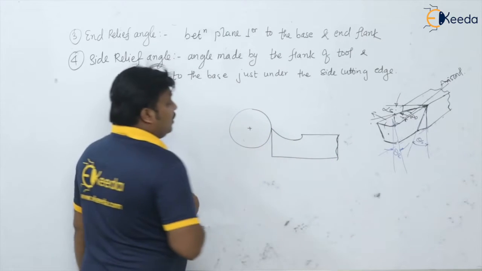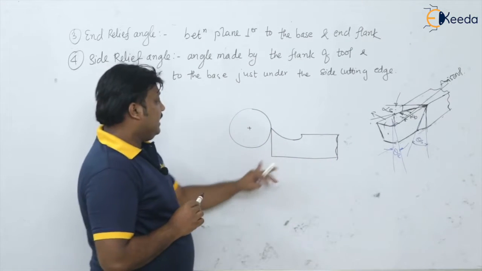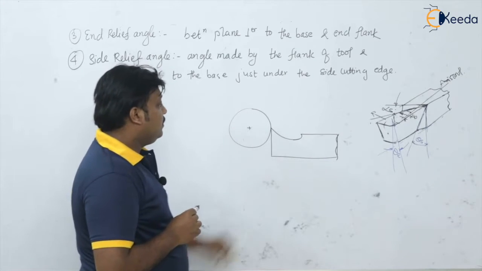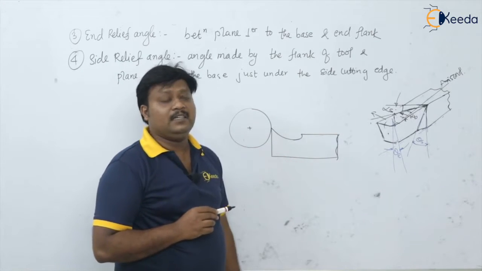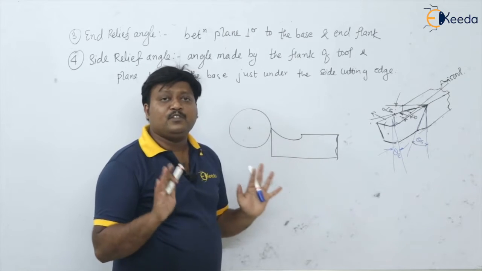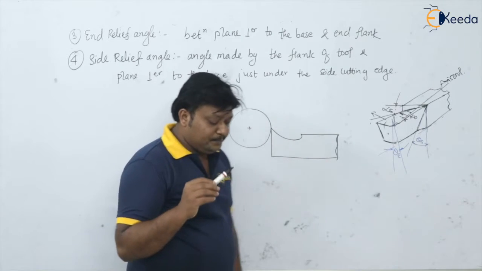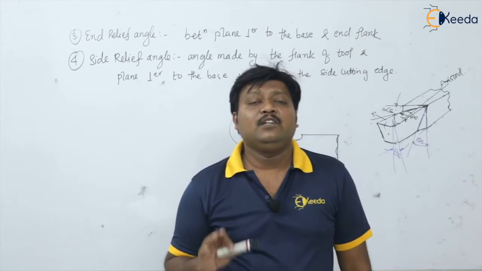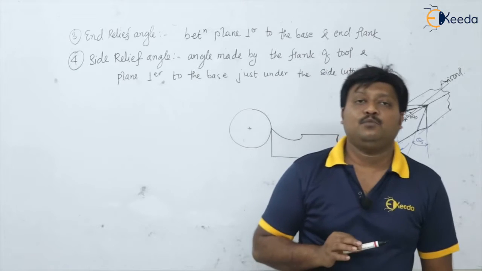This is our tool. So can you see here any relief angle that we have provided? The tool with no relief angle here, we have provided zero relief angle. So we will discuss like this. What will happen when there will not be any relief angle provided on the tool?